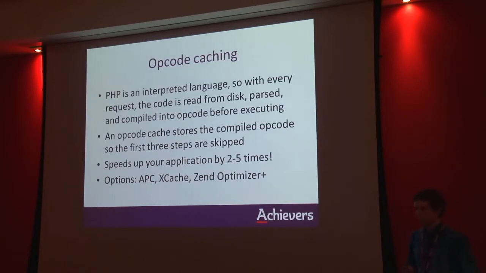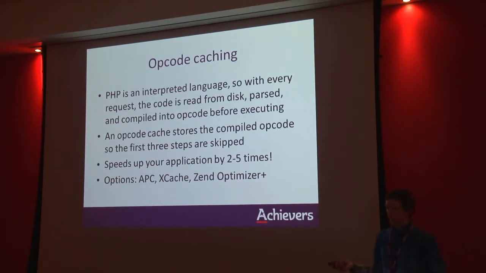And that's opcode caching. As you might be aware, PHP is an interpreted language, so every request, the file has to be read from disk, parsed, compiled into opcode, and then finally executed. What an opcode cache does is allow you to skip those first 3 steps by caching the compiled opcode in memory, at the expense of a little bit of RAM. The performance boost is pretty impressive. You can get between 2 and 5 times. And it's really easy. You've got options in APC, XCache, Zend Optimizer.